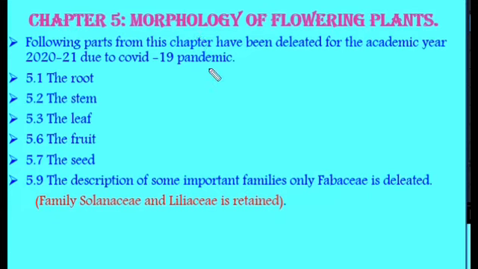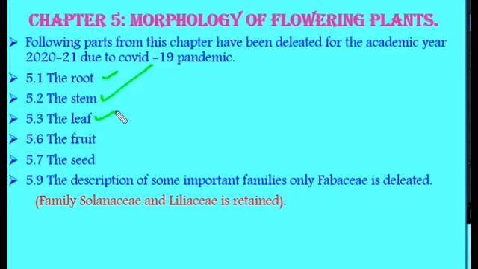Here is an important instruction. Already I have covered some part of this chapter, but due to the COVID-19 pandemic, some sections of this chapter have been removed. Now let us see which sections have been removed for the academic year 2020-21. That is 5.1 the root, then 5.2 stem, 5.3 the leaf, which includes leaf and its modification, whereas 5.4 and 5.5 are being retained.